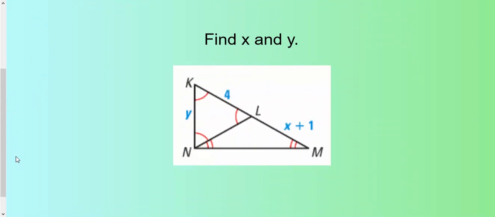Find x and y. All right, so if all these angles are the same, then all these sides are the same. So that would mean that's 4 for y. And then since these two angles are the same, the base angles, then the side lengths are the same. So all sides of triangle KLN are 4. And then this guy right here is isosceles. So x would have to be 3.